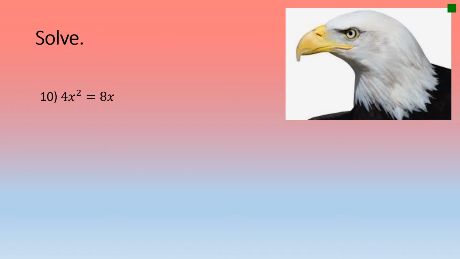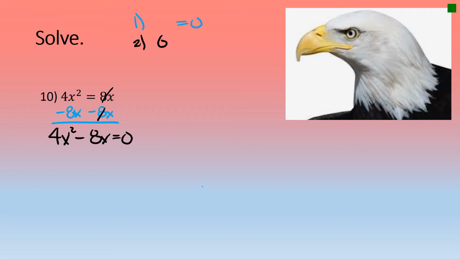All right, solve. Remember, step 1, it has to equal 0. It does not. So we're going to subtract 8x. I can't combine these two. I have 4x squared minus 8x, and that equals 0. Step 2, is there a GCF? There sure is. Take out a 4x. I get x minus 2 equals 0.